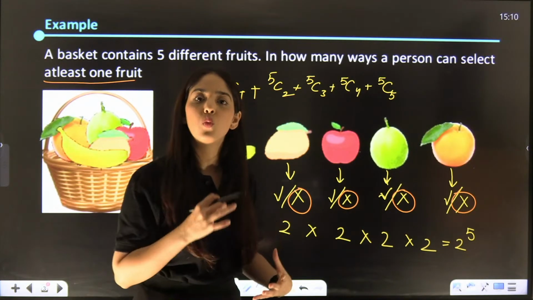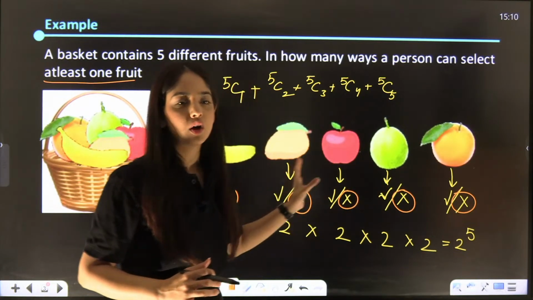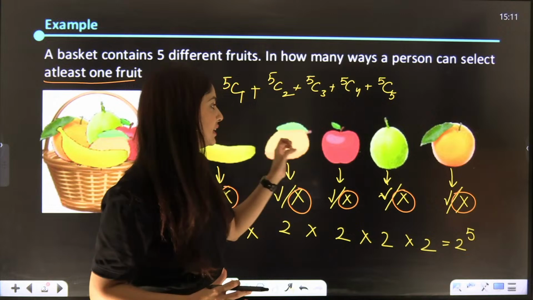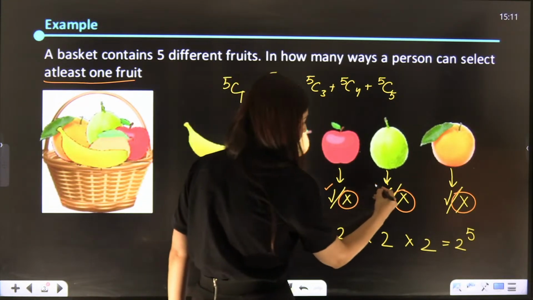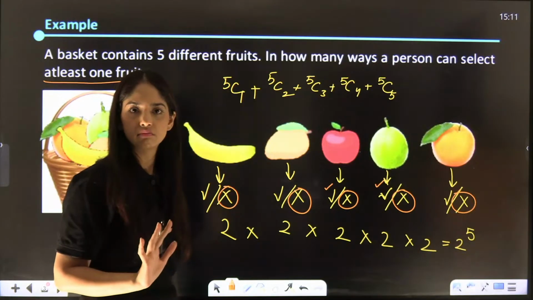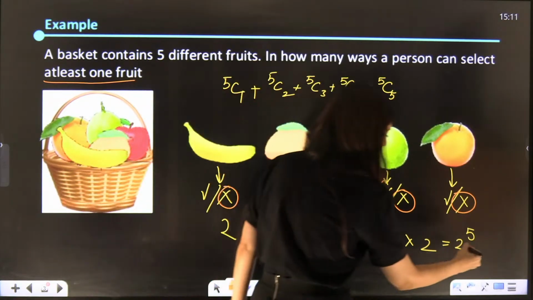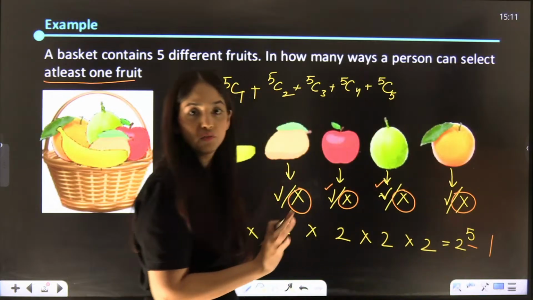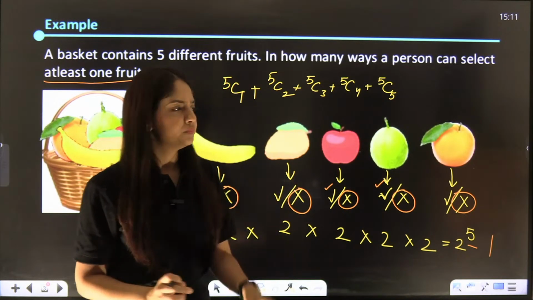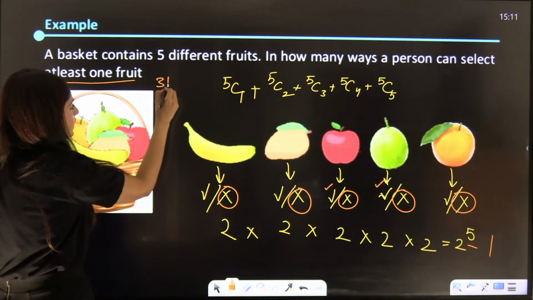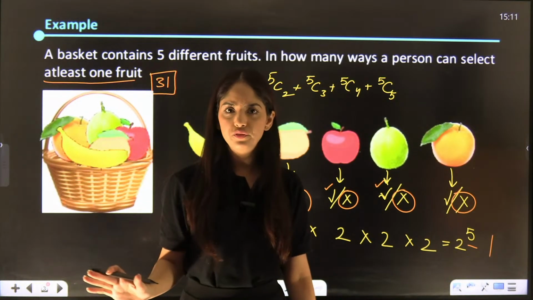The rest 31 cases make sure that we are selecting at least one, and we are counting all the possible scenarios where we select maybe apple and pear and nothing else. We're counting that case as well. So we're counting all possible combinations. We just have to subtract the one case where we don't select any of them, and the rest will be fine. So what is the total answer? 31.